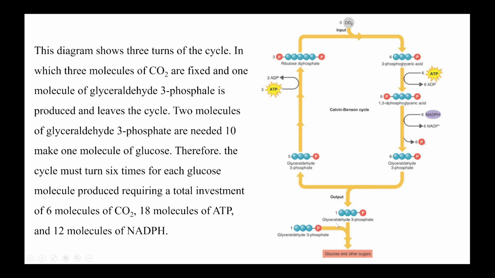Okay, and two molecules of glyceraldehyde 3-phosphate will make one molecule of glucose. Therefore, the cycle must turn 6 times for each glucose molecule. So three times the cycle will turn to make one glyceraldehyde 3-phosphate, 6 times it will make two, so that it can make one glucose molecule, requiring a total investment of 6 molecules of carbon dioxide, 18 molecules of ATP, and 12 molecules of NADPH.